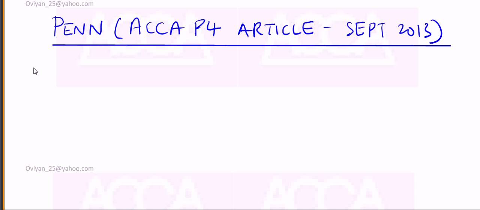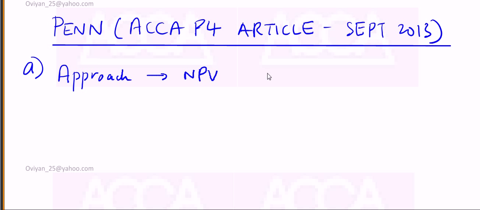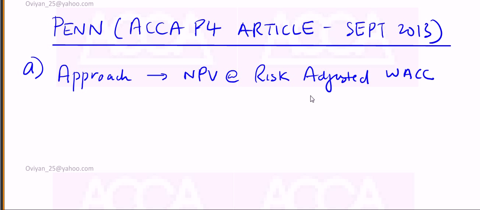Okay, part A of the question. We're going to say that the approach we're going to do here will be an NPV approach at risk adjusted WACC. It's going to be an NPV approach at risk adjusted WACC, and it's going to be at nominal cash flows. Okay, nominal risk adjusted WACC.